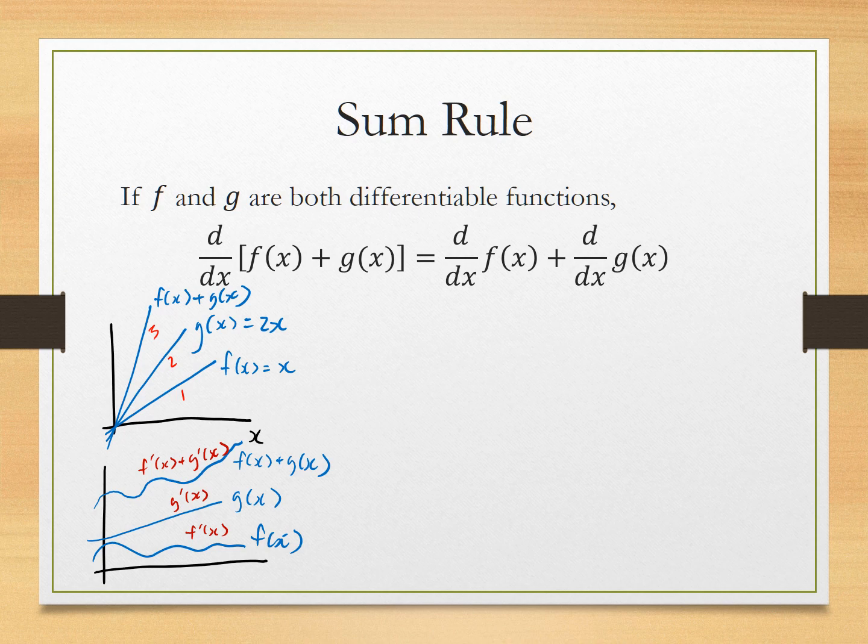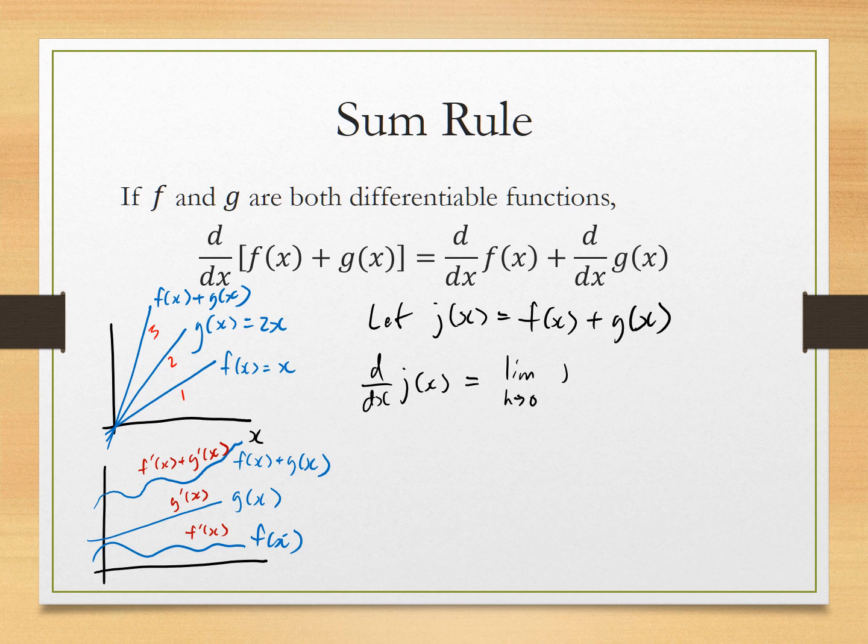Okay, can you show that's true? Once again, it's very easy to show that's true. So let's say j(x) equals f(x) plus g(x), right? Then you take the derivative of j(x). By definition of the derivative, it's the limit as h approaches 0 of j(x plus h) minus j(x) over h. And then you just substitute in what j really is.